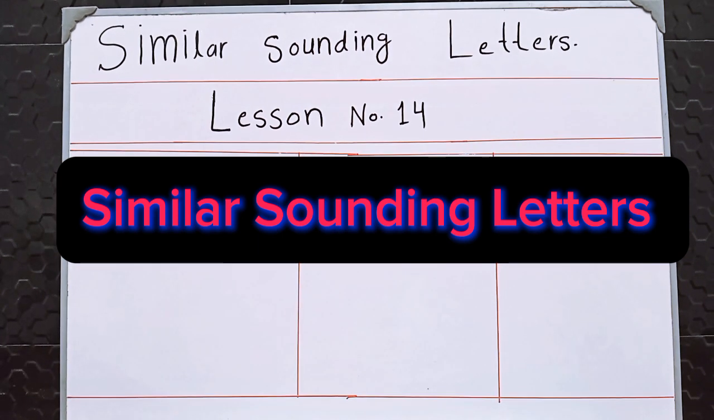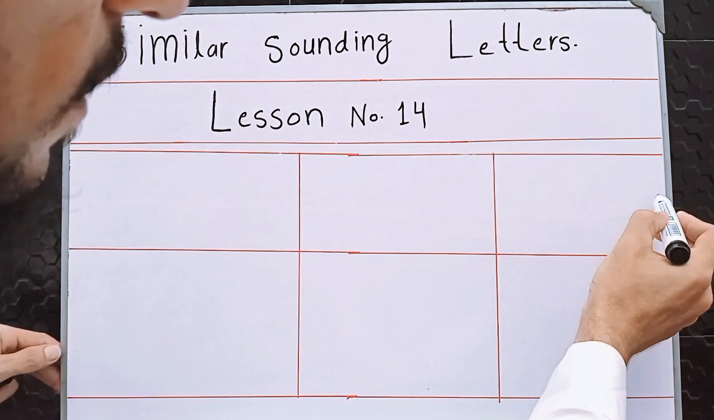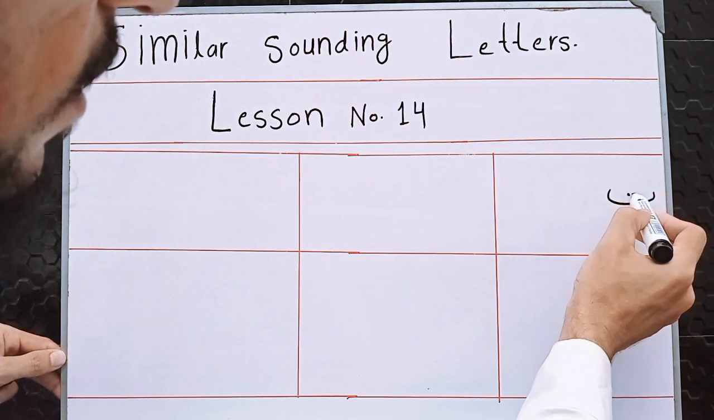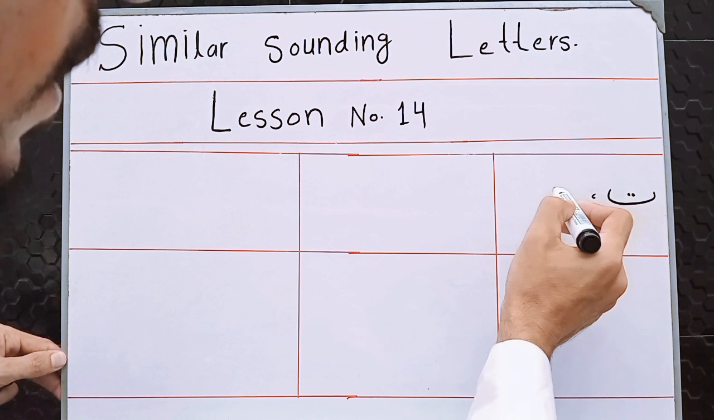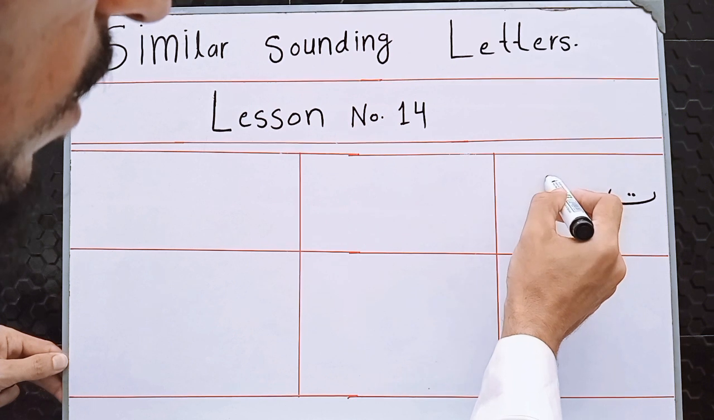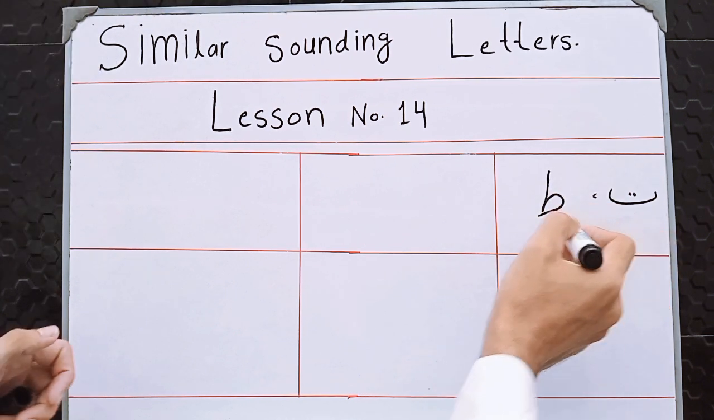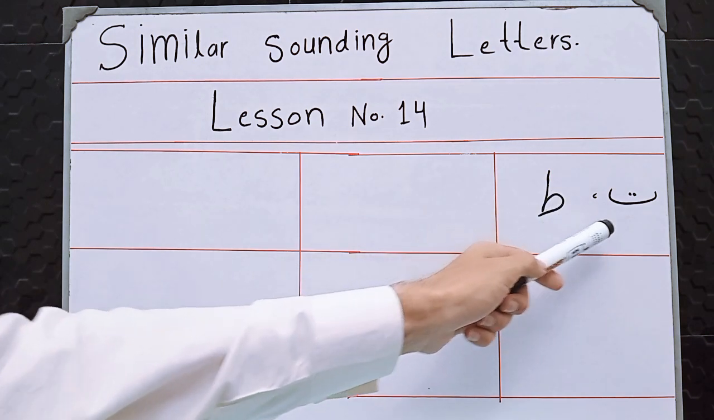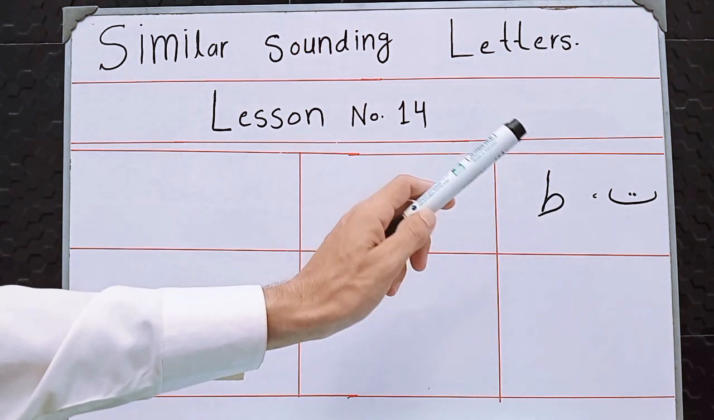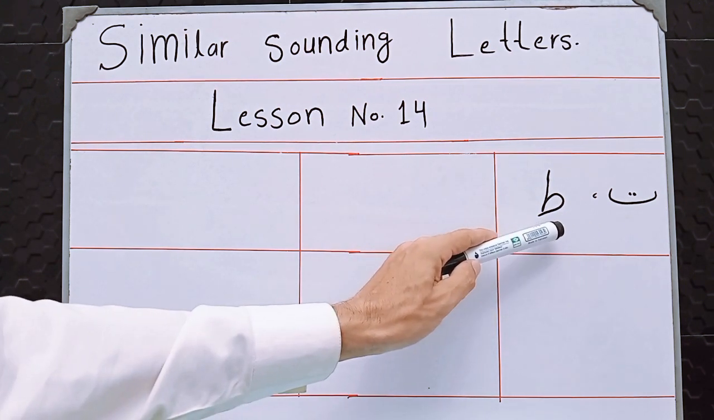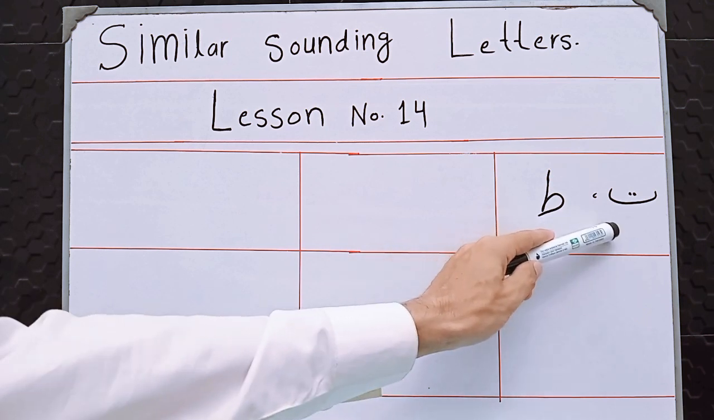The first one is ta, and the second one is to. So my brother and sister, these two letters, ta and to, are similar sounding letters. You can feel ta, to, ta, to.